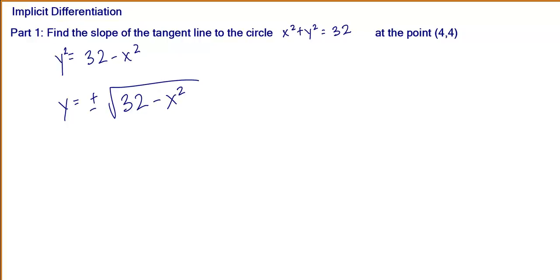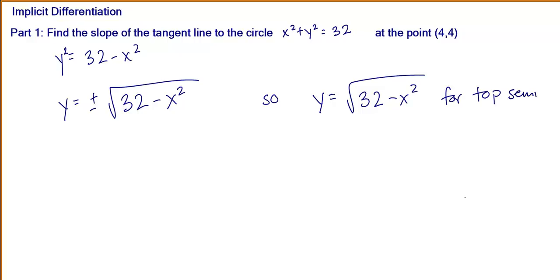Let's say we just need to look at the top half of the circle, since the point (4, 4) is on the top half of the circle. So we're going to say y equals the square root of 32 minus x squared for the top semicircle. Or in other words, we're doing just this circle right here. So now we have a function of y. If we have a function of y, we know how to go about finding the slope of the tangent line. We need to find the derivative of y.